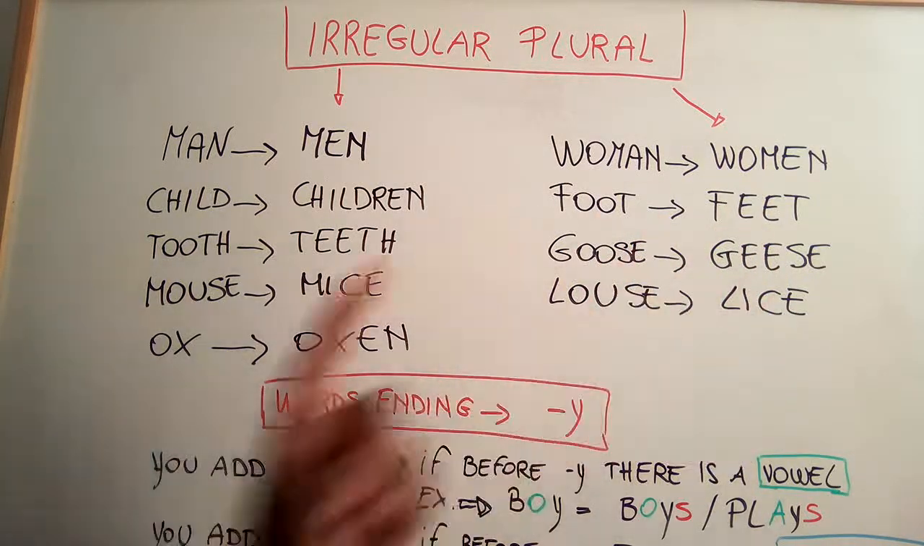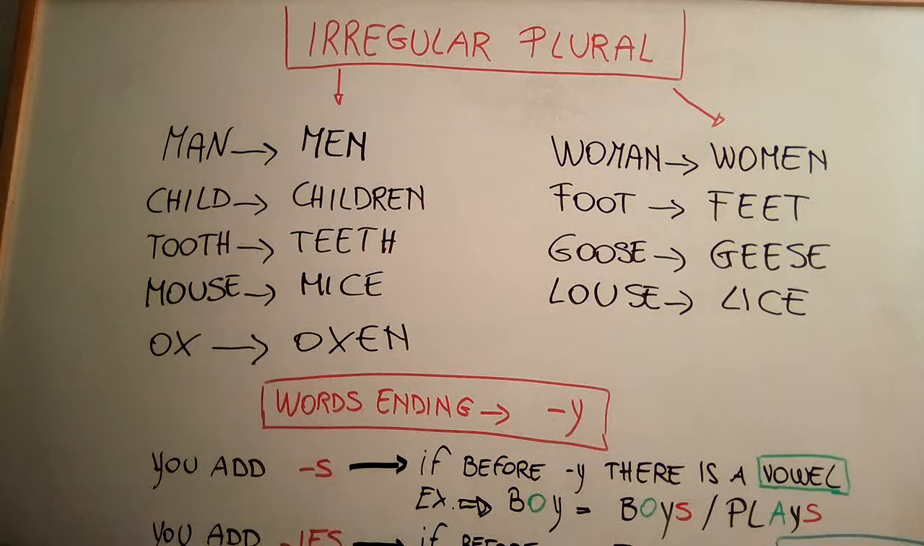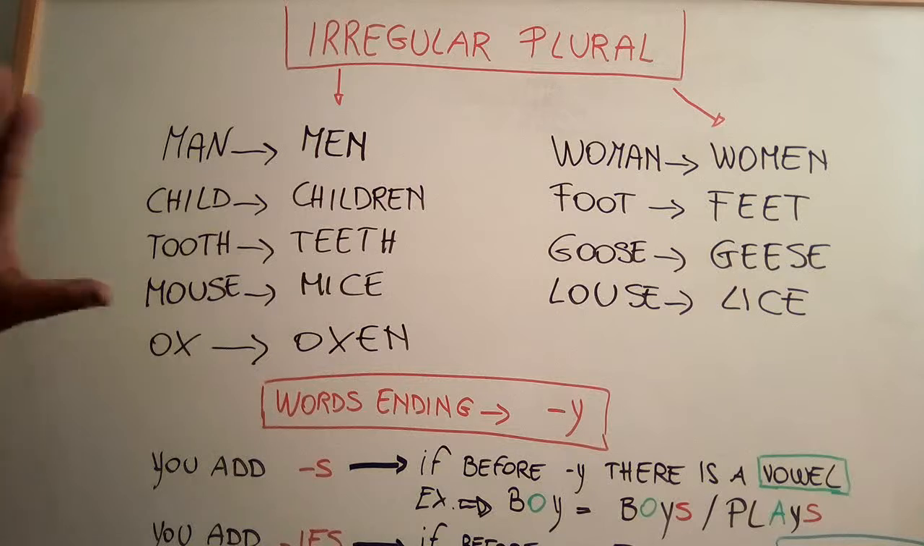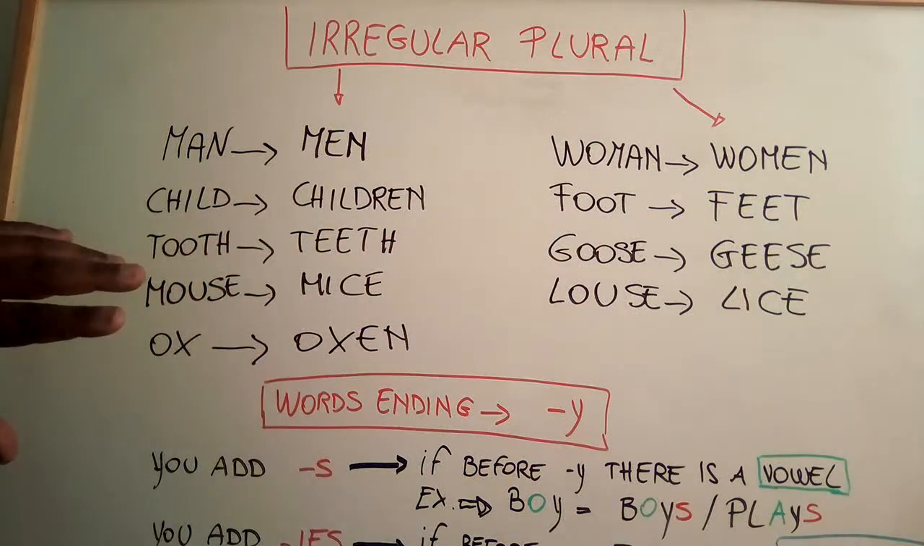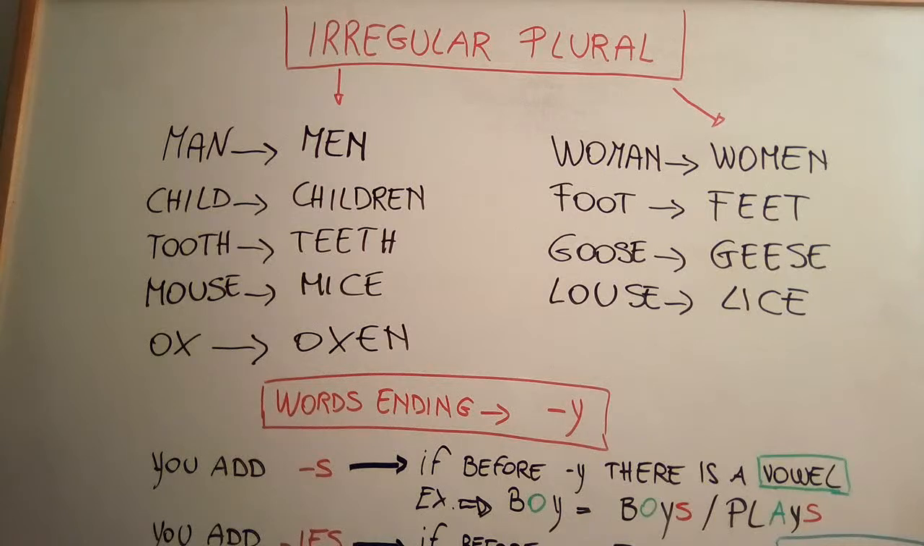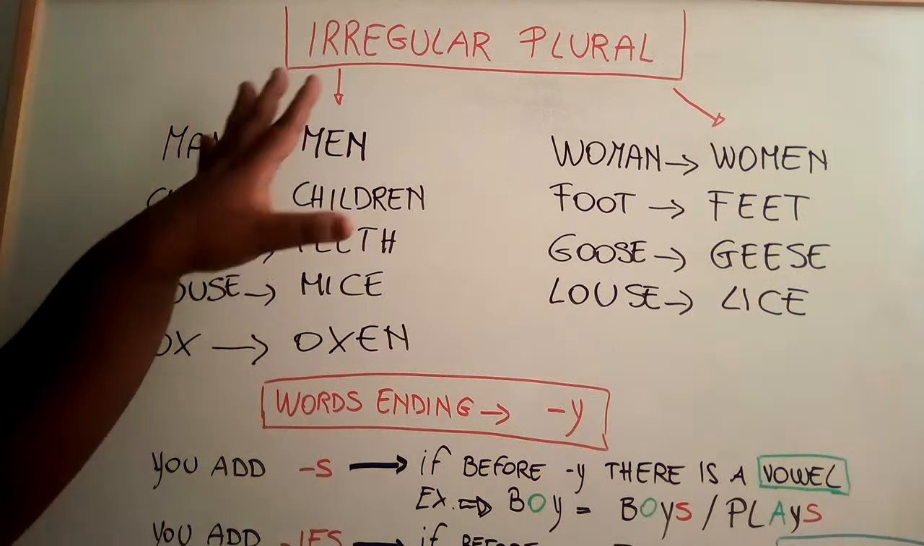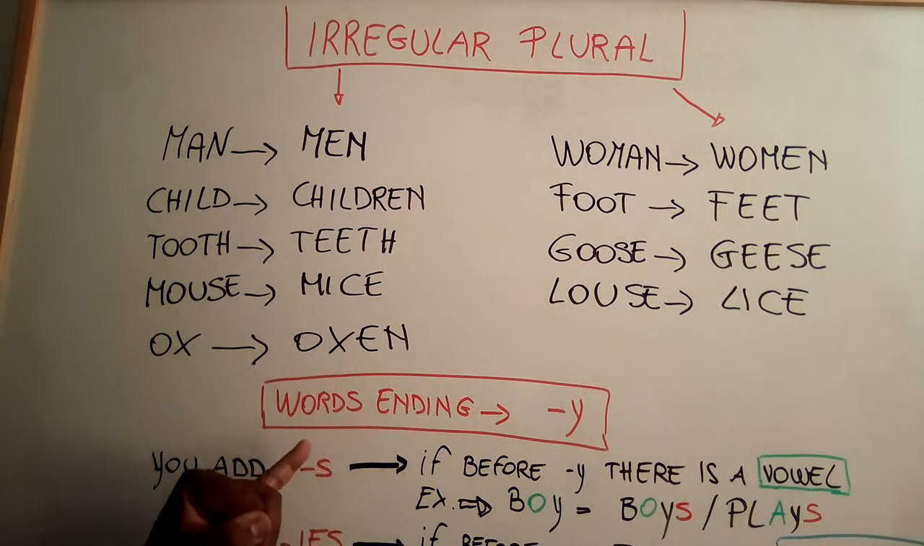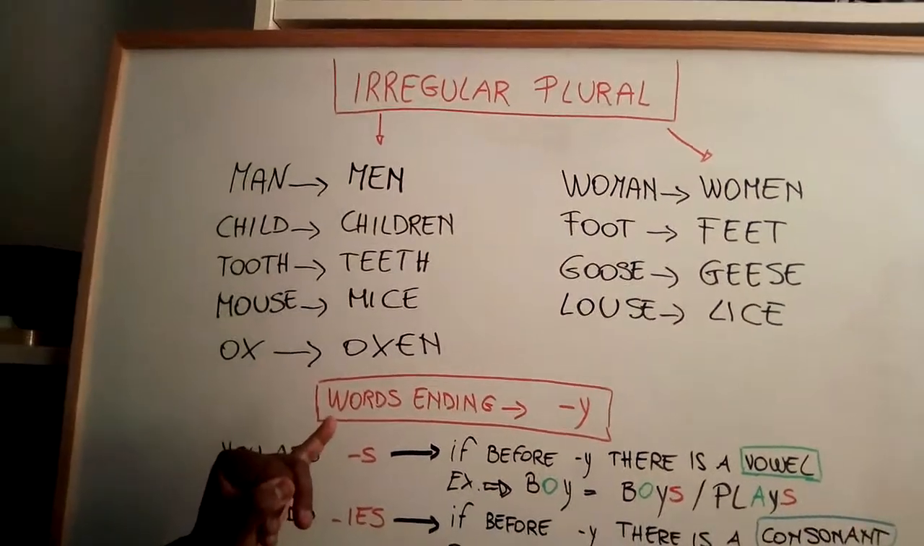Louse, lice. Okay, your homework is to check the words that you don't know the meaning of. Okay, so this is the part of irregular plural. You have to know those words really well, because they are important and it is a mistake if you add the s here. It's a grammar mistake. Okay, so irregular plural.